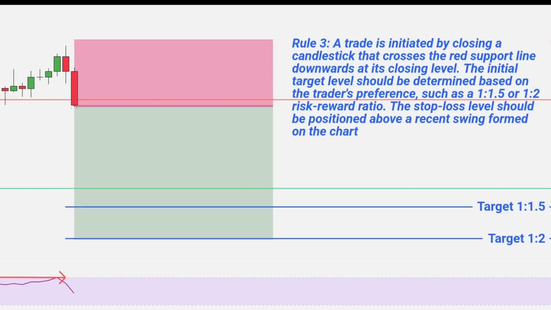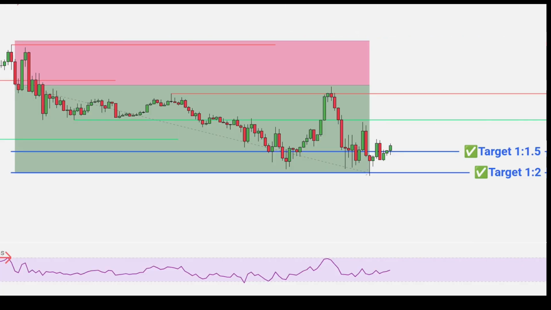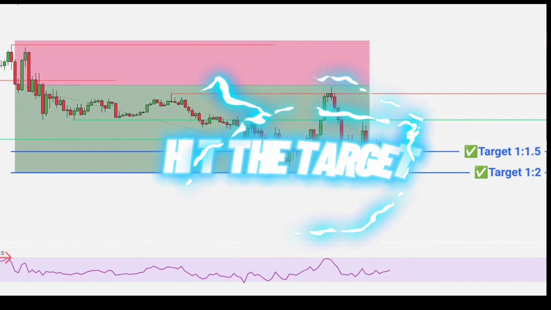Rule 3. A trade is initiated by closing a candlestick that crosses the red support line downwards at its closing level. The initial target level should be determined based on the trader's preference, such as a 1 to 1.5 or 1 to 2 risk-reward ratio. The stop-loss level should be positioned above a recent swing formed on the chart. In this trade, traders who opted for both targets came out with a profit.